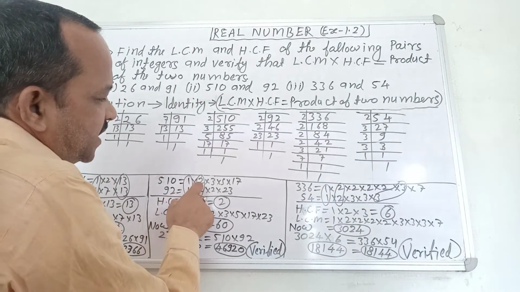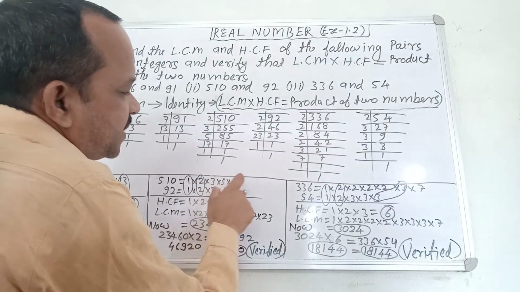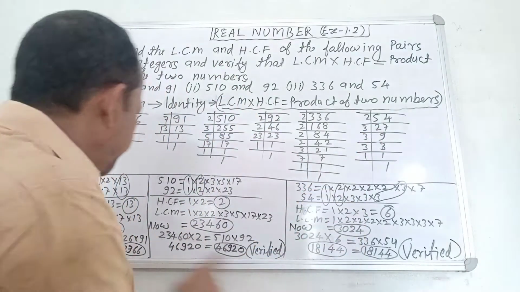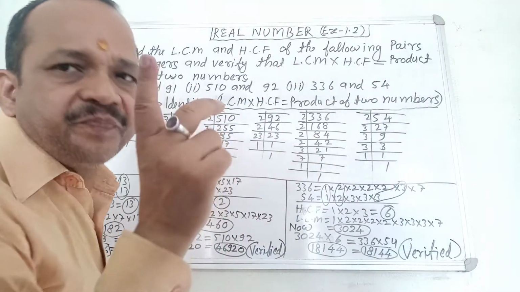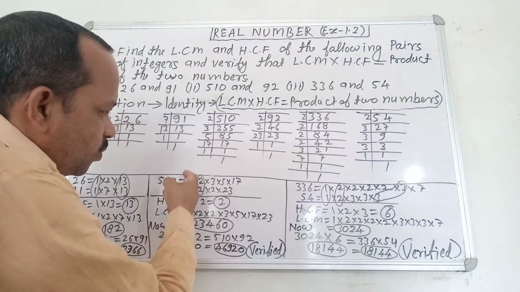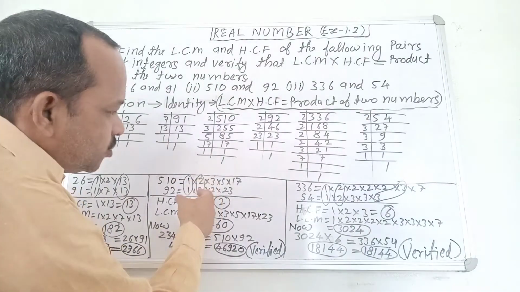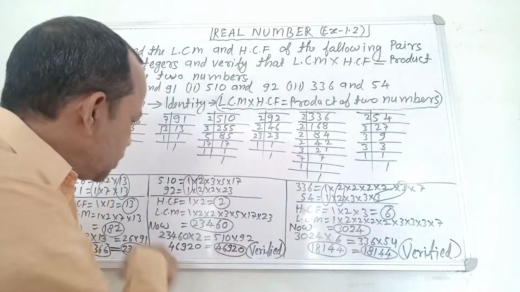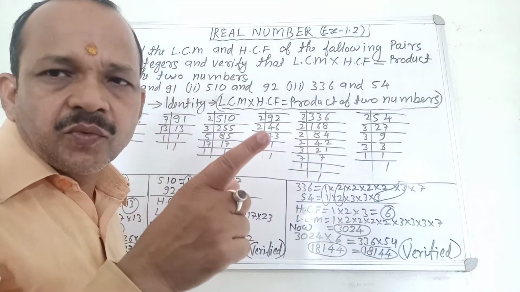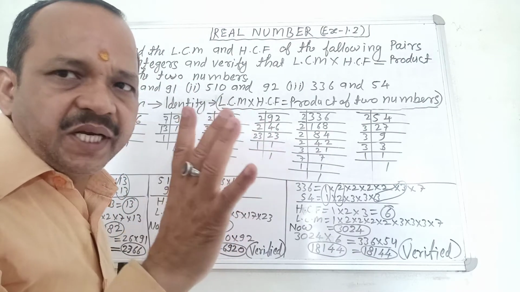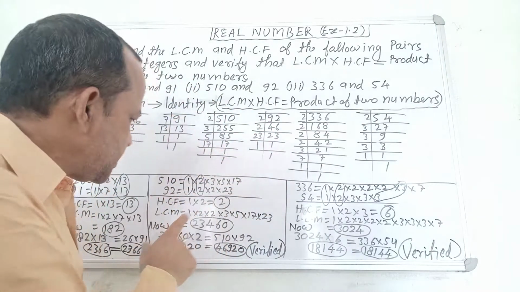510 equal to 1 multiply 2 multiply 3 multiply 5 multiply 17. 92 equal to 1 multiply 2 multiply 2 multiply 23. Here 1 is common in both and 2 is common in both. So your SCF is 1 multiply 2 equal to 2. Clear? SCF is clear. Now find LCM.